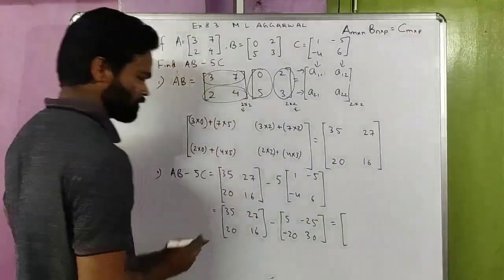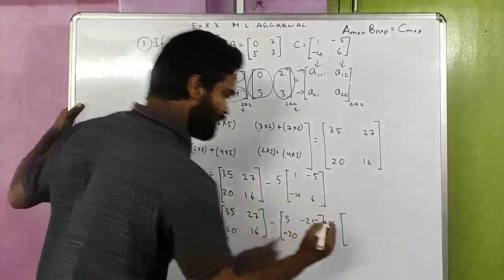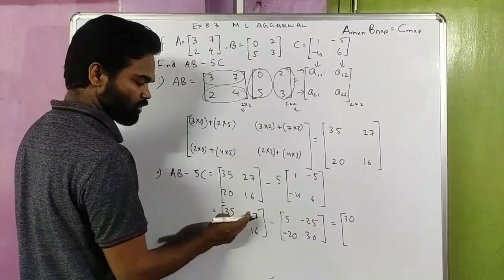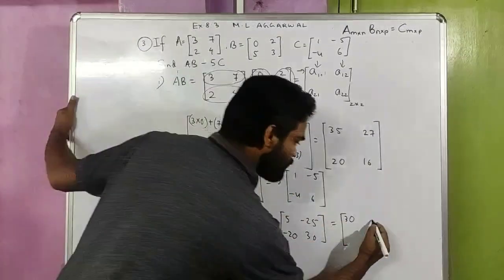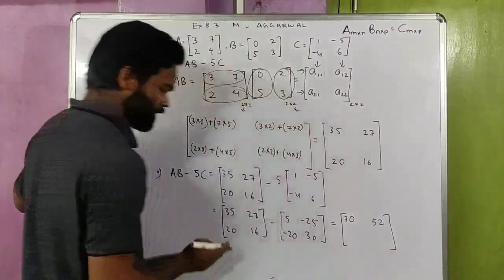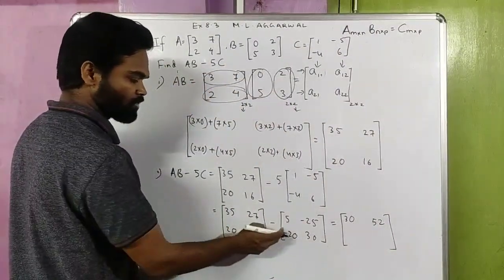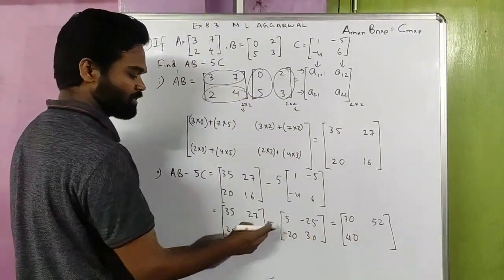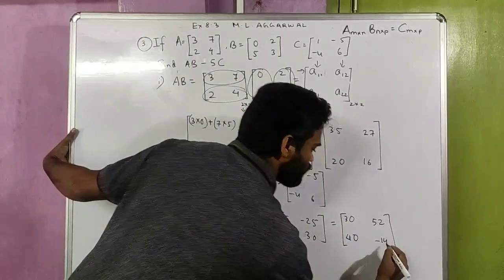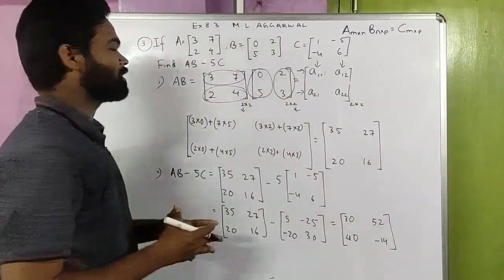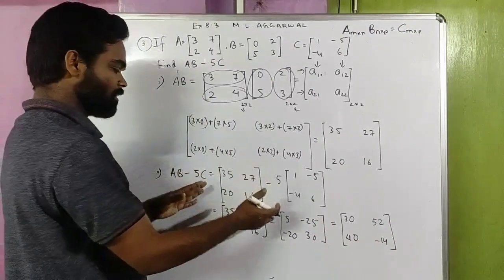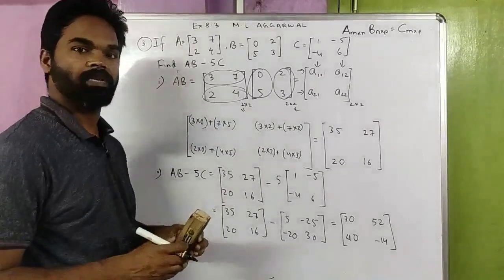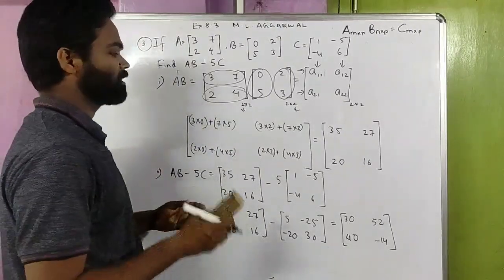Now we'll subtract the two. 35 minus 5 gives you 30. This is 27, minus minus becomes plus, so 27 plus 25 will be 52. This is 20, minus minus becomes plus, 20 plus 20 is 40, and this 16 minus 30 will be minus 14. So this is AB minus 5C. We'll first find AB and then we'll do AB minus 5C. Is it clear? Now we look at the next sum.